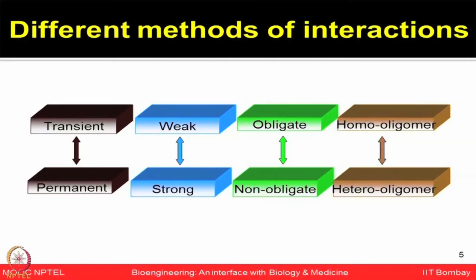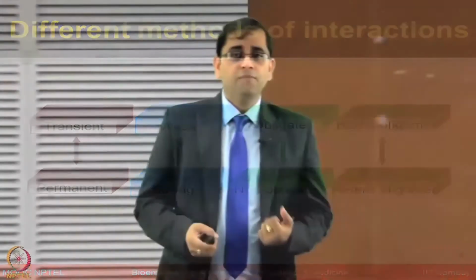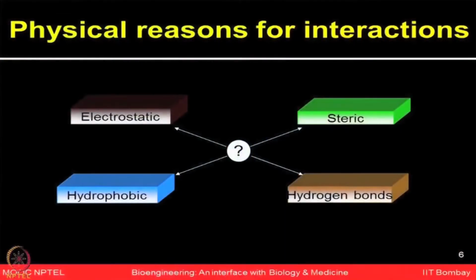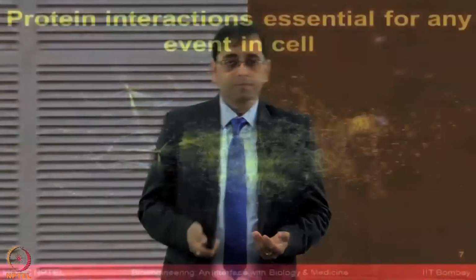So, different ways of interactions may happen, and what could be the physical reasons for such interactions to happen. For example, electrostatic interactions, steric, hydrophobic, hydrogen bonds, all of these are actually involved in these kinds of interactions. And again, studying and knowing the different modes of interactions, what the physical reasons for them are, and then how to use technologies to study interactions becomes very crucial.